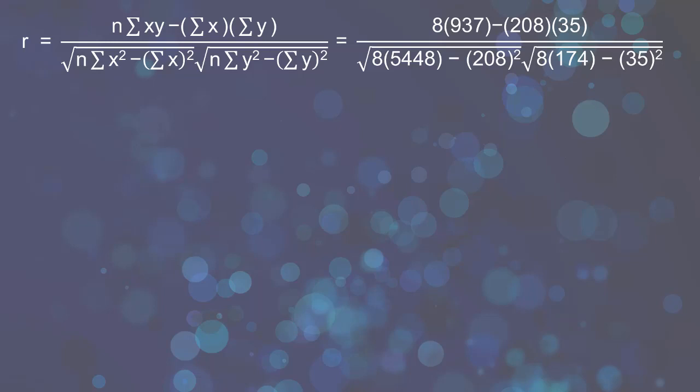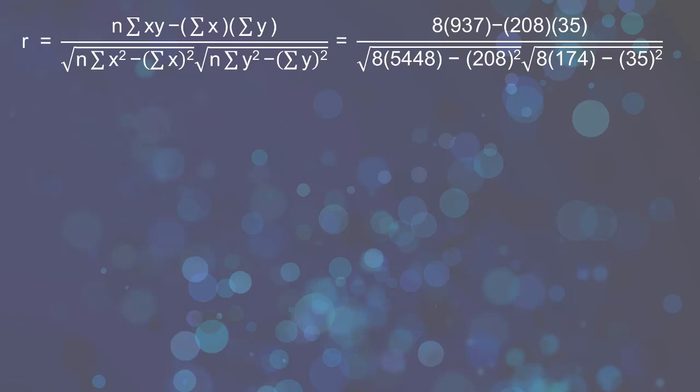In the denominator, we have two square roots. The first square root says we take the n, which is the number of data points, times the sum of the x squareds, which was 5448. So we get 8 times 5448. And then we're supposed to take the sum of the x's and square that number. So the sum of the x's was 208, so we have 208 squared. That ends our first square root. In the second square root, we're supposed to take the number of data points n and multiply it to the sum of the y squareds, which was 174, so we get 8 times 174. Then it says subtract the sum of the y's squared. So the sum of the y's was 35, so we're subtracting 35 squared.